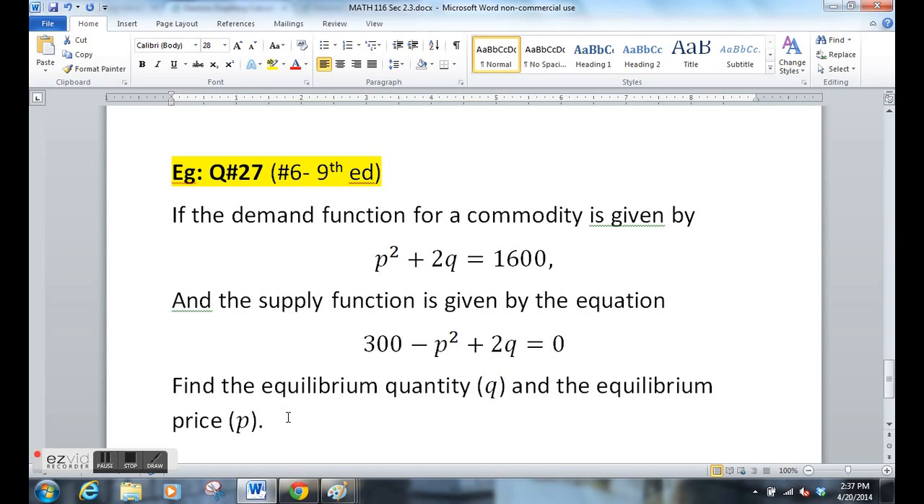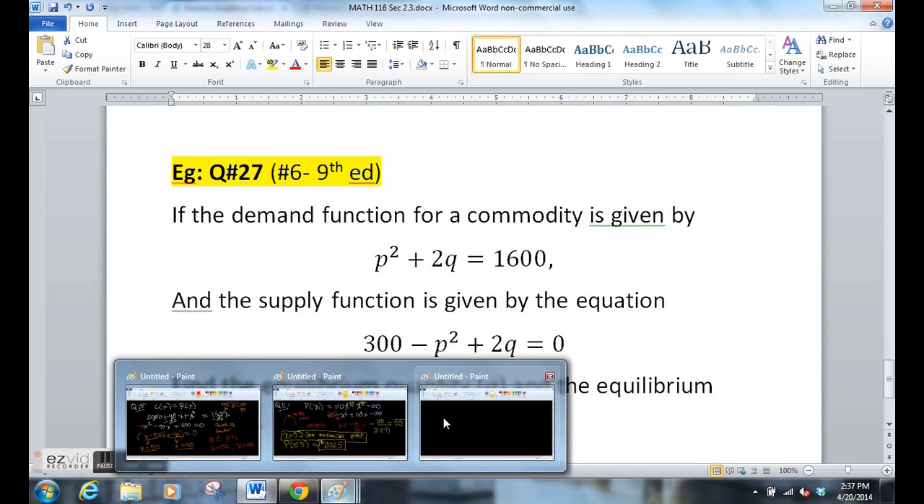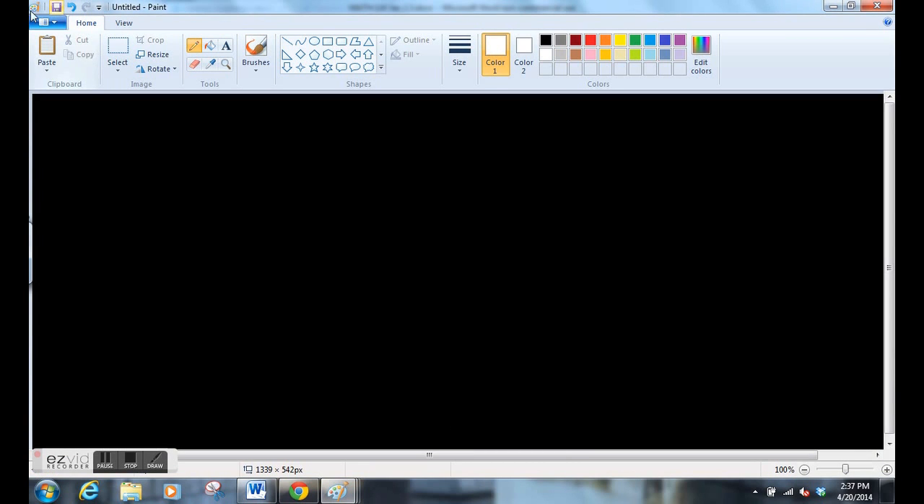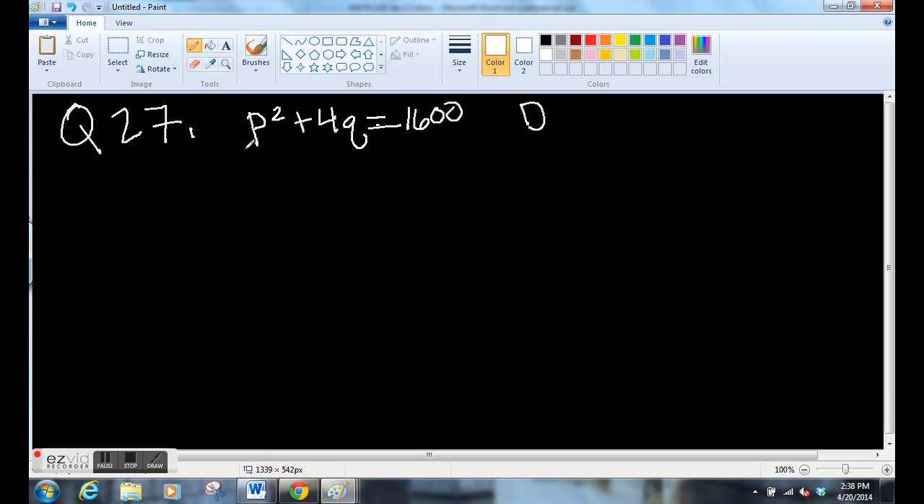So this is how you do these problems. This is question 101, number 27. Here I'm going to write the two equations. We have p squared plus 4q equals 1600, and that was the demand function. And we also had 300 minus p squared plus 2q equals 0. This was your supply function.